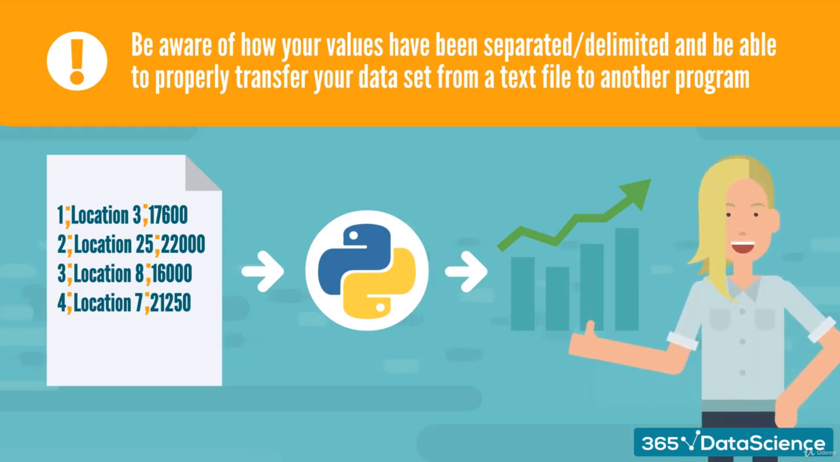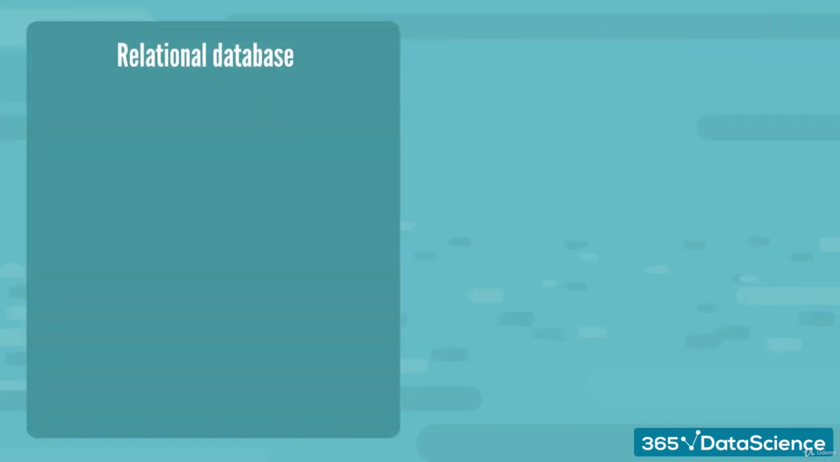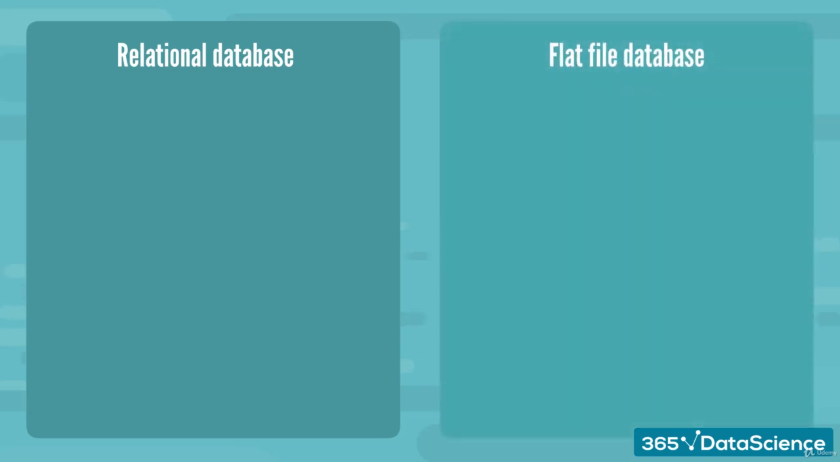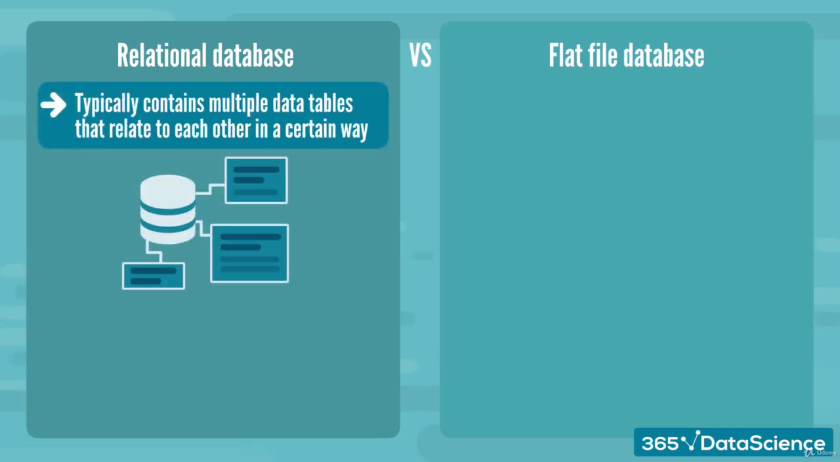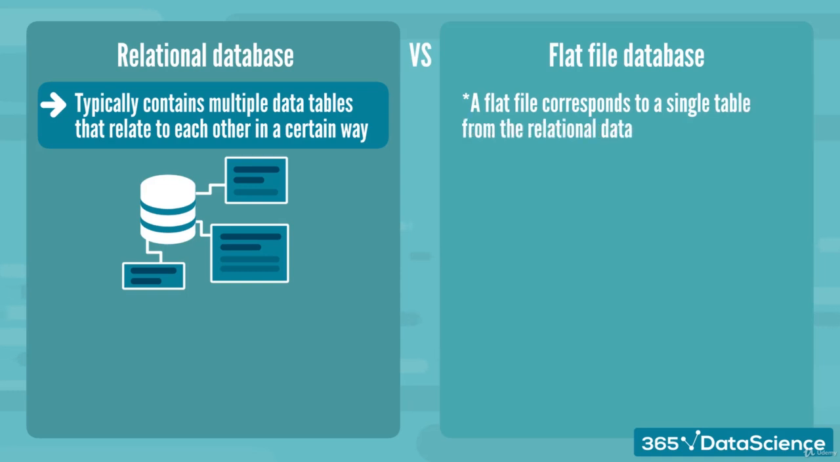In conclusion, let us make a quick reference to relational databases. The idea is to respond to threads and discussions you may find online about flat file databases and comparisons between flat files and relational databases. In a nutshell, a relational database typically contains multiple data tables that relate to each other in a certain way. So, considering what we discussed earlier in the video, it turns out that a flat file corresponds to a single table from the relational database.